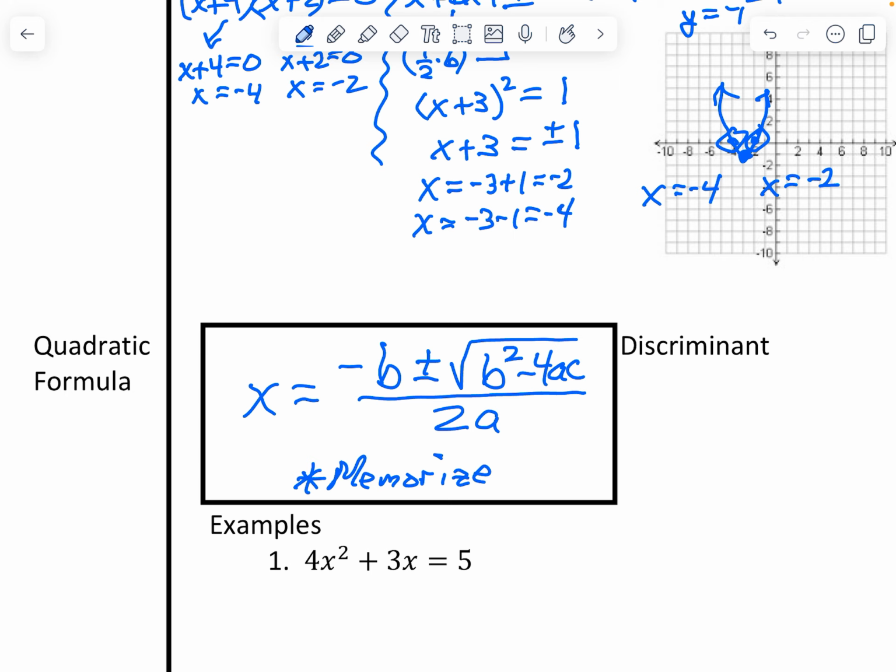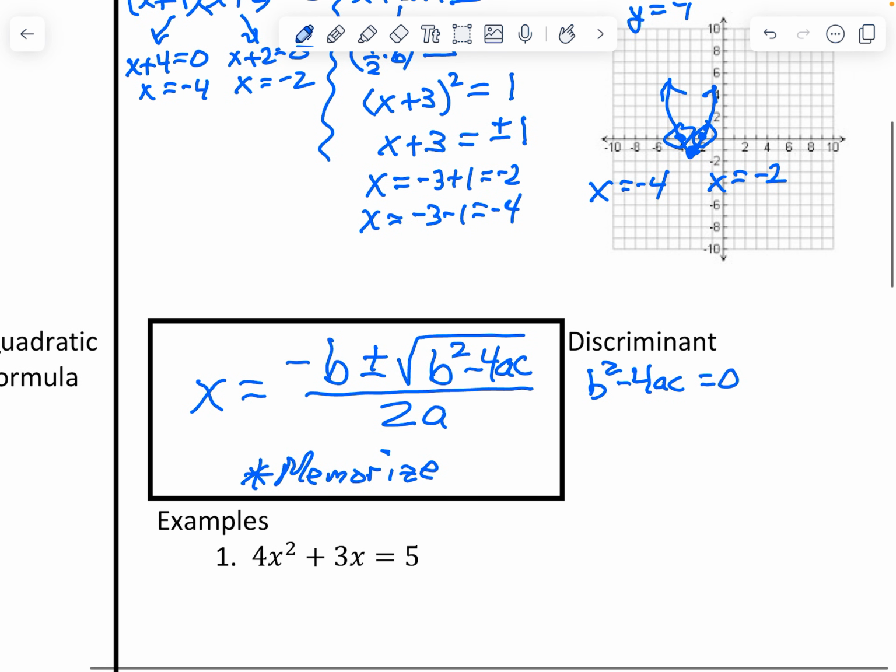Notice here that underneath the square root, that b squared minus 4ac, that's called the discriminant. When b squared minus 4ac is equal to 0, we get what's called one double root. Basically, there's only one solution because the plus or minus will be of 0, which is the same thing.